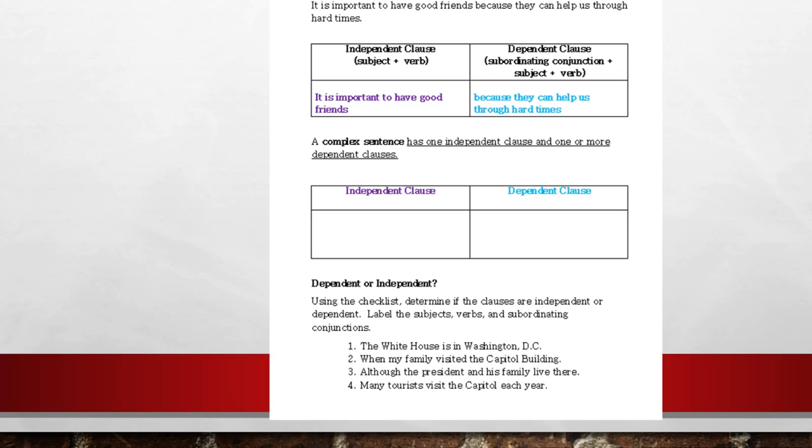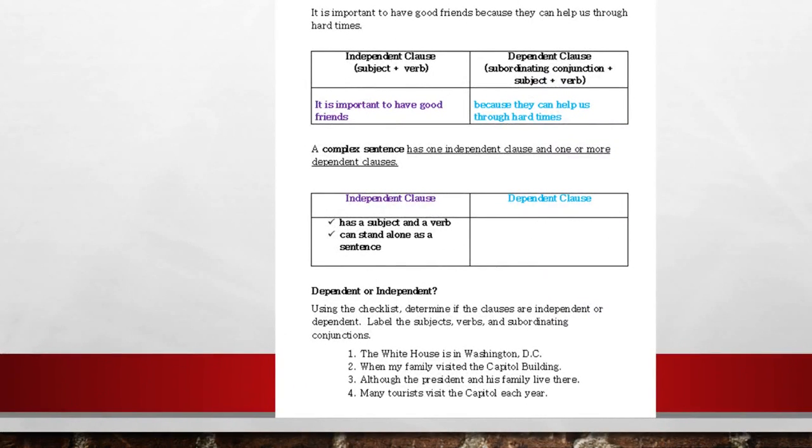So now let's look at a checklist for an independent clause. To help you identify if a portion of a sentence is indeed independent, it has a subject and a verb, and it can stand alone as a sentence. So if it satisfies those two check marks, then it is indeed an independent clause.